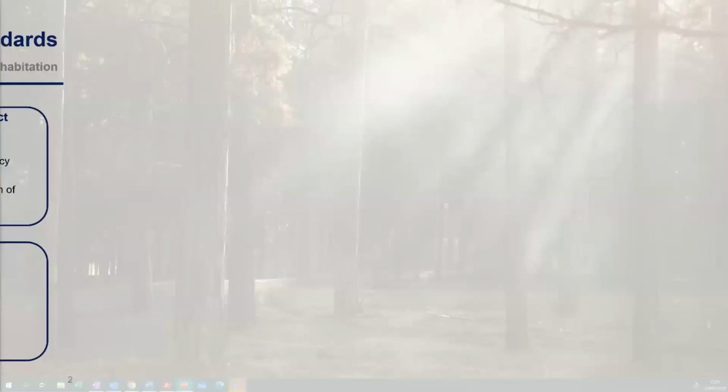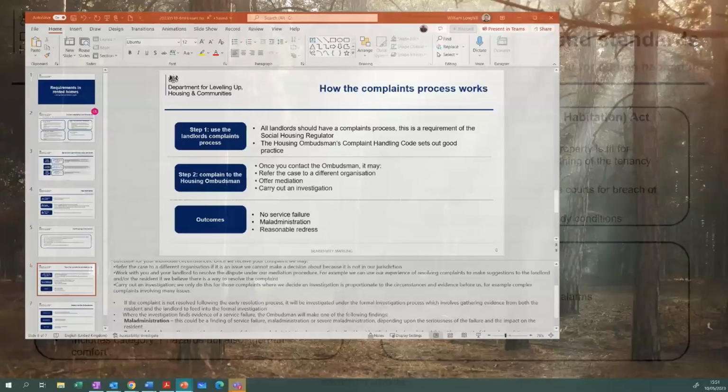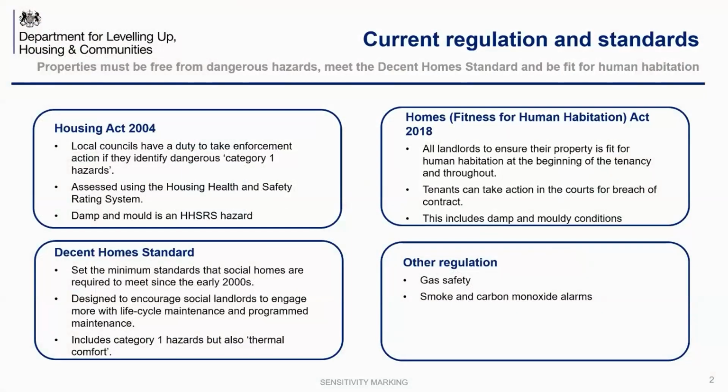There's some other regulation. It doesn't necessarily cover damp and mould, but I thought it was worth mentioning here, that your landlord has to provide you with a gas safety certificate once a year, and that landlords most recently have to install smoke and carbon monoxide alarms. As I say, not necessarily about damp and mould, but really worth knowing about.